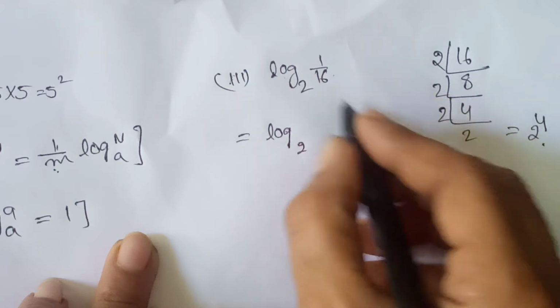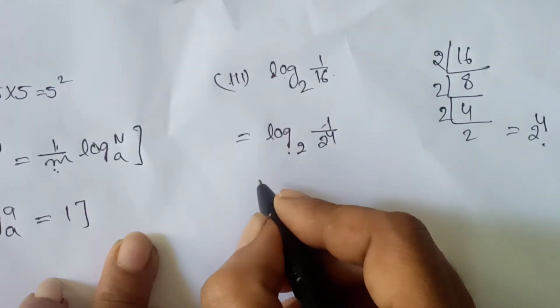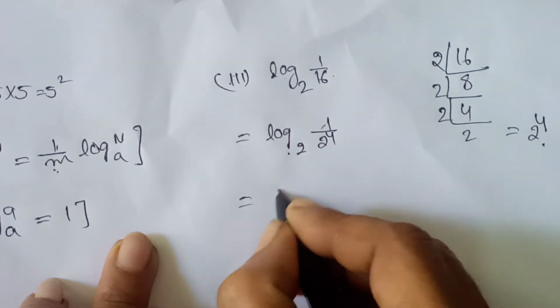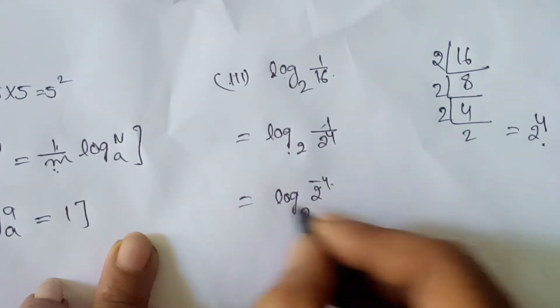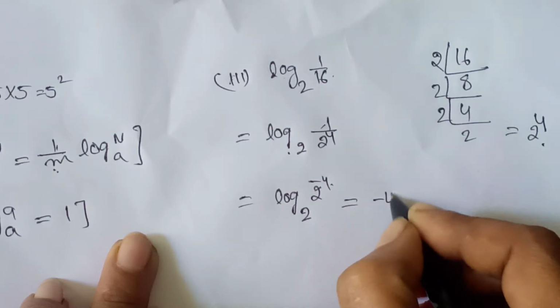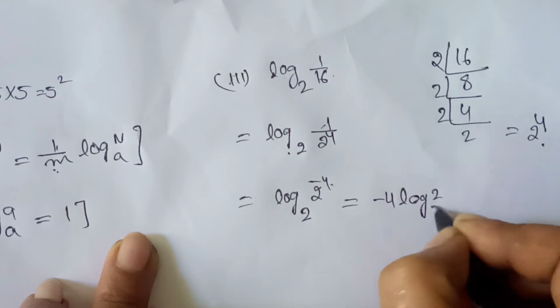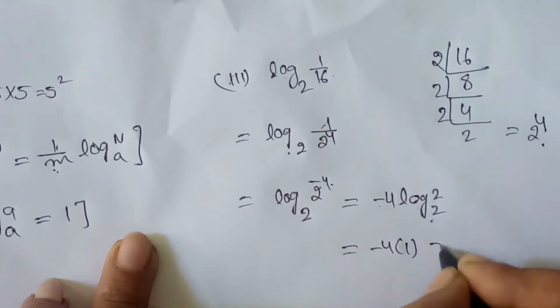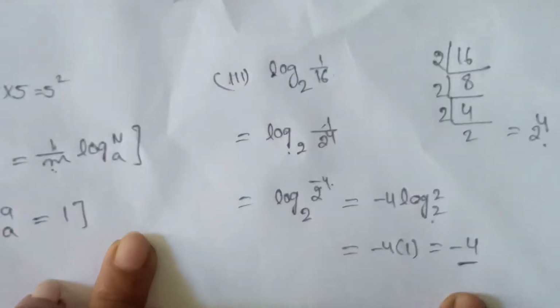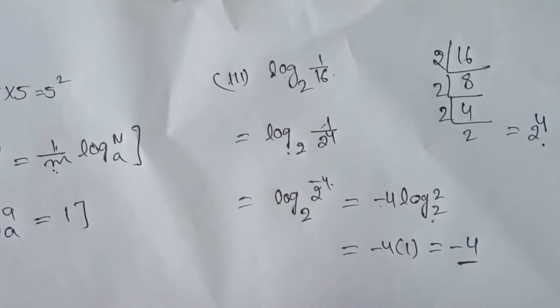Log 1 by 16 means 1 by 2 power 4, base 2. That is equal to log 2 power minus 4, base 2. So minus 4 comes in front: minus 4 into log 2 base 2. Log 2 base 2 means 1. So that is equal to minus 4 into 1, which is minus 4. This is the value. Okay, next question.